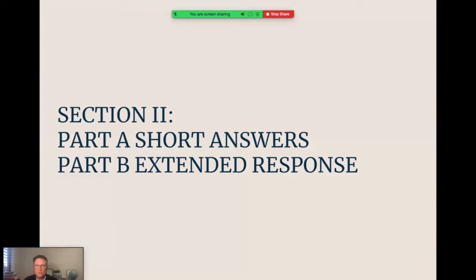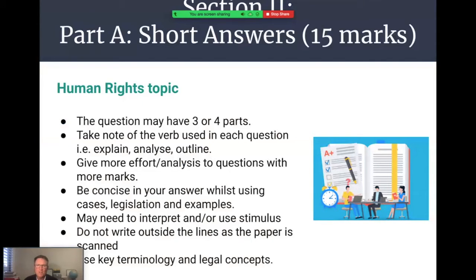Moving on to section 2, the short answer questions, and part B, the extended response. In the short answer questions worth 15 marks, we're assessing human rights. In the human rights question, the question is often broken down into 3 or 4 parts, an A, a B, a C, and sometimes even a D. Each of these parts have varying amounts of marks awarded to them.